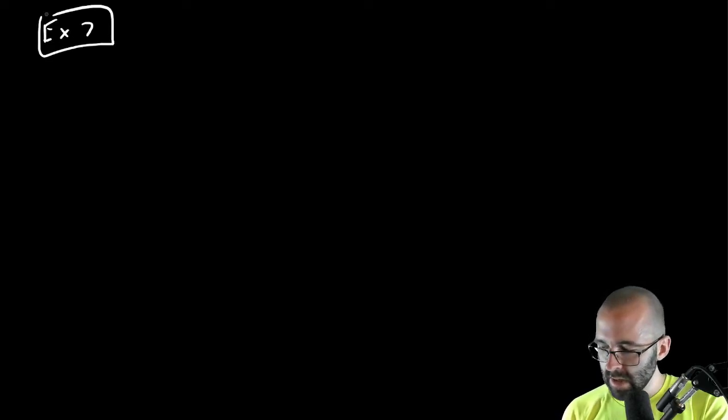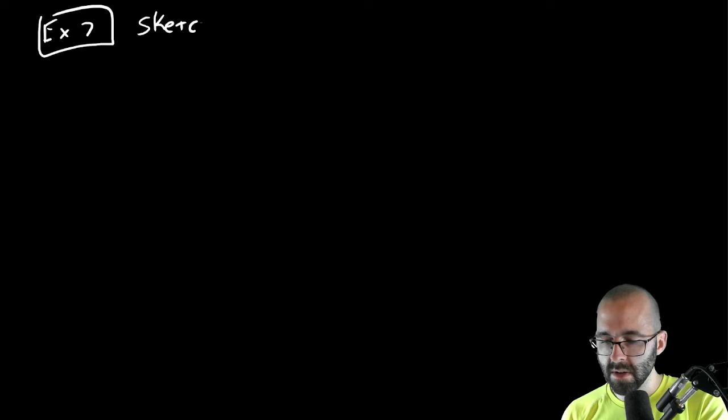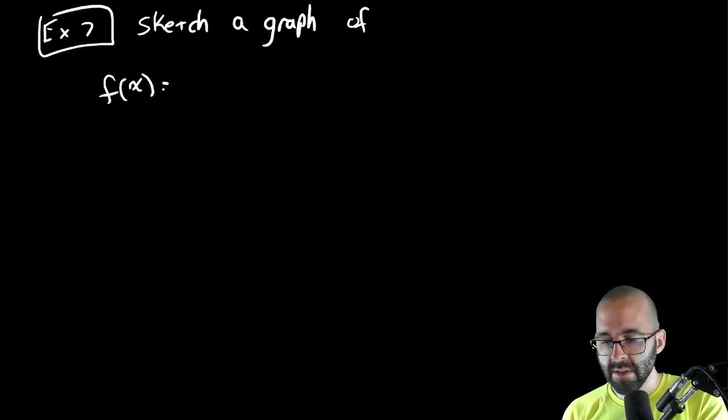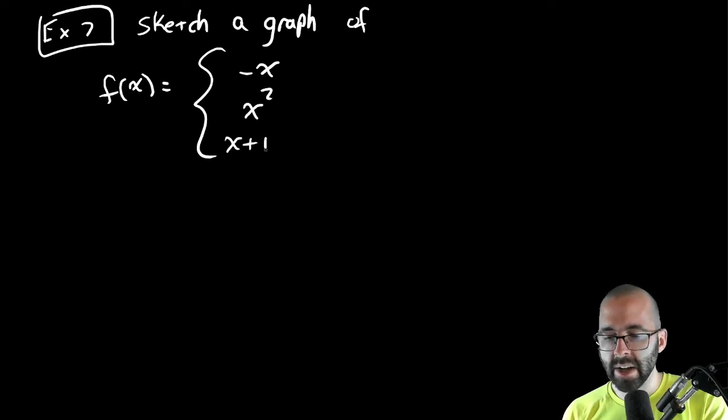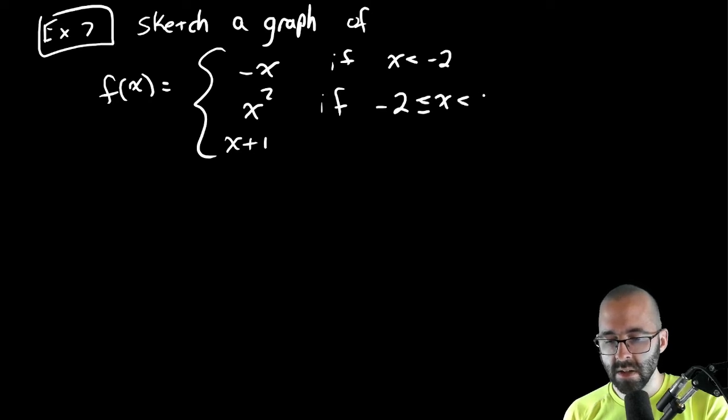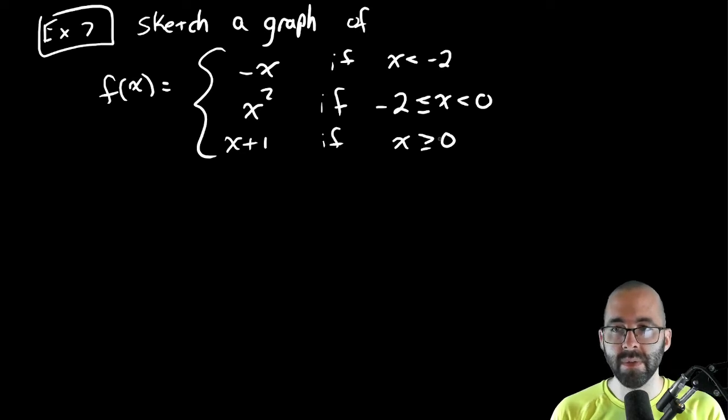Let's do a graphical problem. Sketch a graph of the function from example 5. That function was f of x equals either negative x, x squared, or x plus 1. And it was this if x was to the left of 2. It was this if x was between 2 and 0. And it was this if x was at least 0.